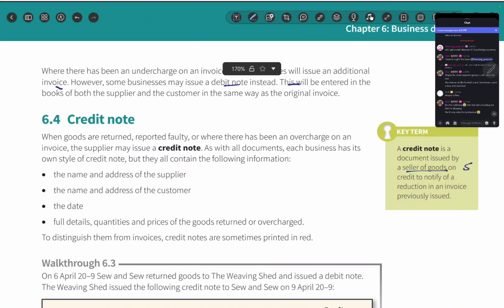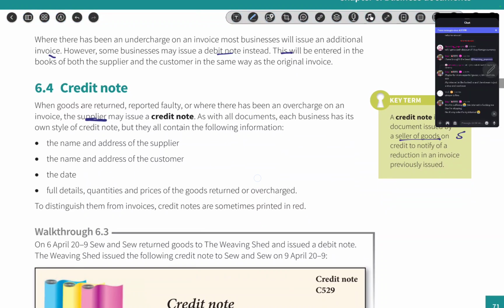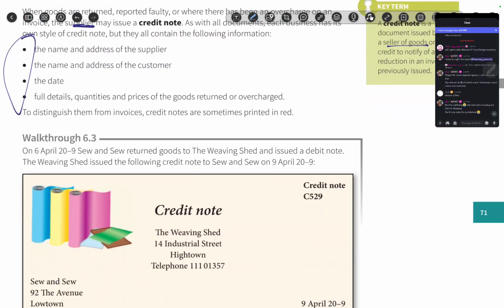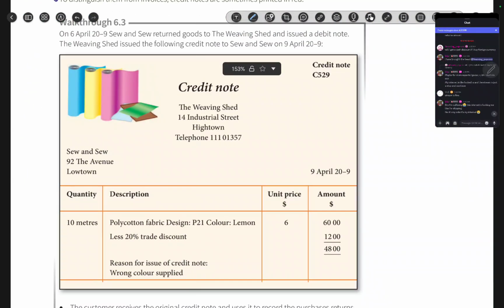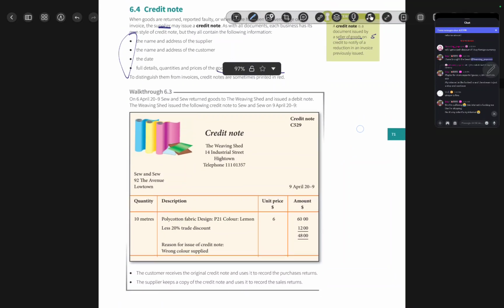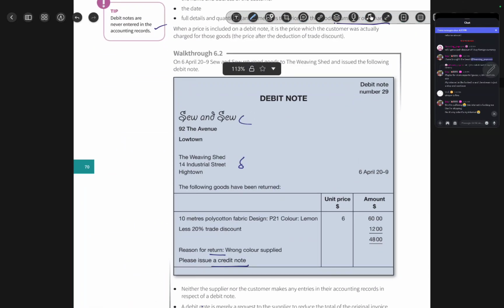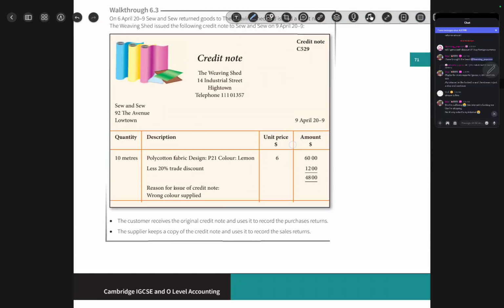When goods are returned, reported faulty, or where there has been an overcharge on the invoice, the supplier, before it was the customer for the debit note, now it's the supplier, may issue a credit note. As with all documents, each business has its own style, but they need to have the same things: name and address of supplier, name and address of customer, date, detailed quantity, and price of the goods returned or overcharged. Now looking at the example, it's very similar to the debit note. In the debit note they requested a return of $48.